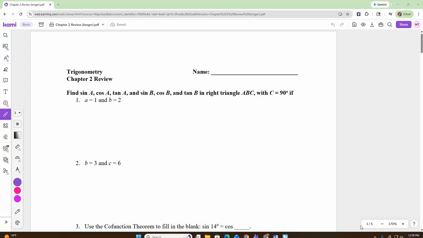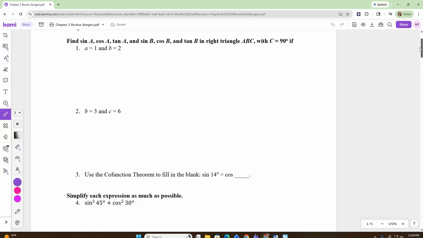Right, the first couple were similar, 1 and 2, so let's look at problem number 1 together. It tells us we're finding sine, cosine, and tangent for some different angles. We have right triangle ABC, where C is 90 degrees.